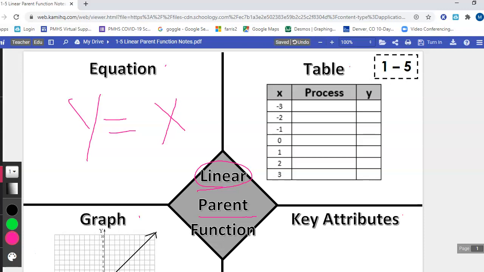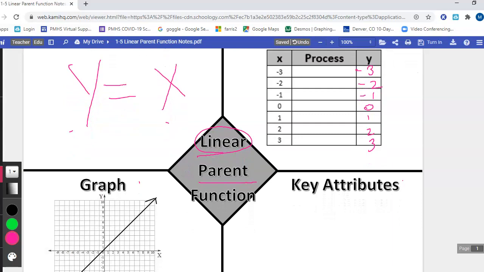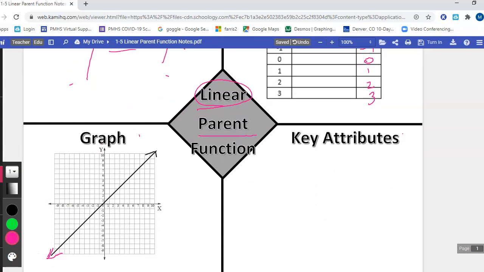Okay, so if Y equals X, then X equals Y. So if they're equal, if this is -3, then this is also -3. You don't really have to have much of a process to figure it out. If X is equal to Y and X is -2, then Y is -2. And so it's pretty easy to figure out this table because it is a very simple equation. So the graph of this line would look like this. It goes through 0, 0, and 1, 1, and 2, 2, and 3, 3, and it goes across the graph.